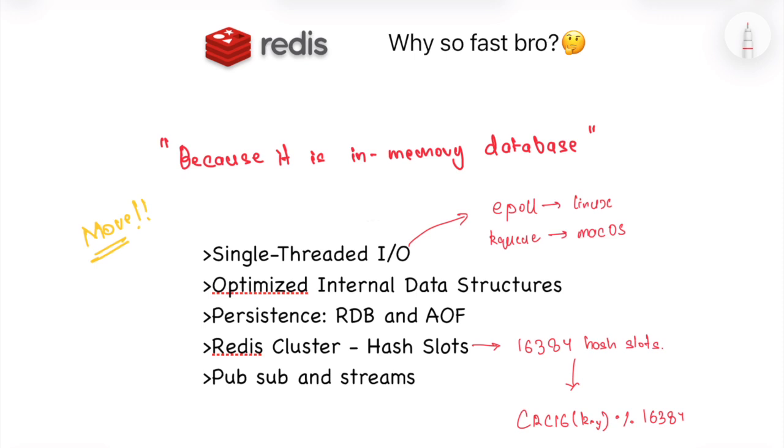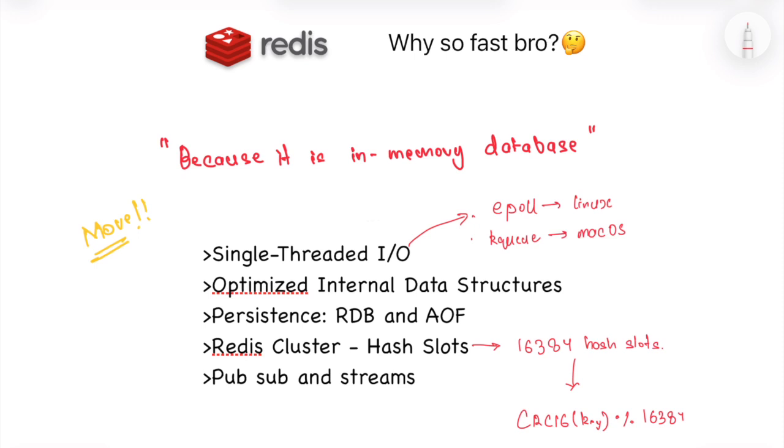The answer is I/O multiplexing. Redis uses epoll on Linux and kqueue on macOS to handle thousands of socket connections with a single thread, and it only processes each one when it's ready. This gives it predictable, ultra-low latency, and every command completes in microseconds.